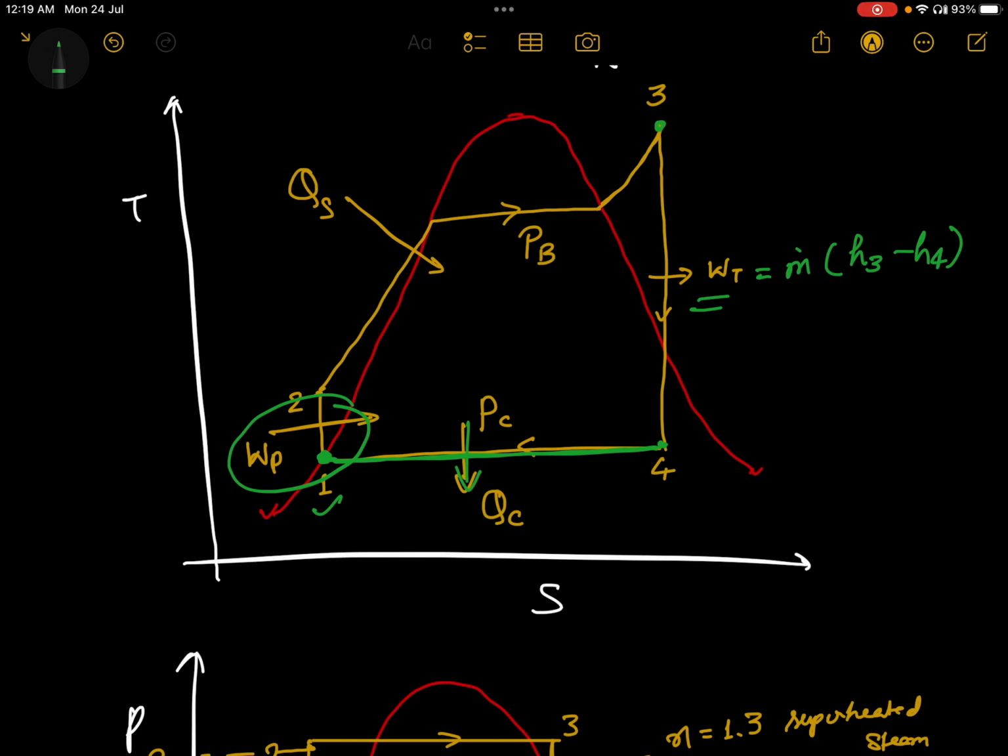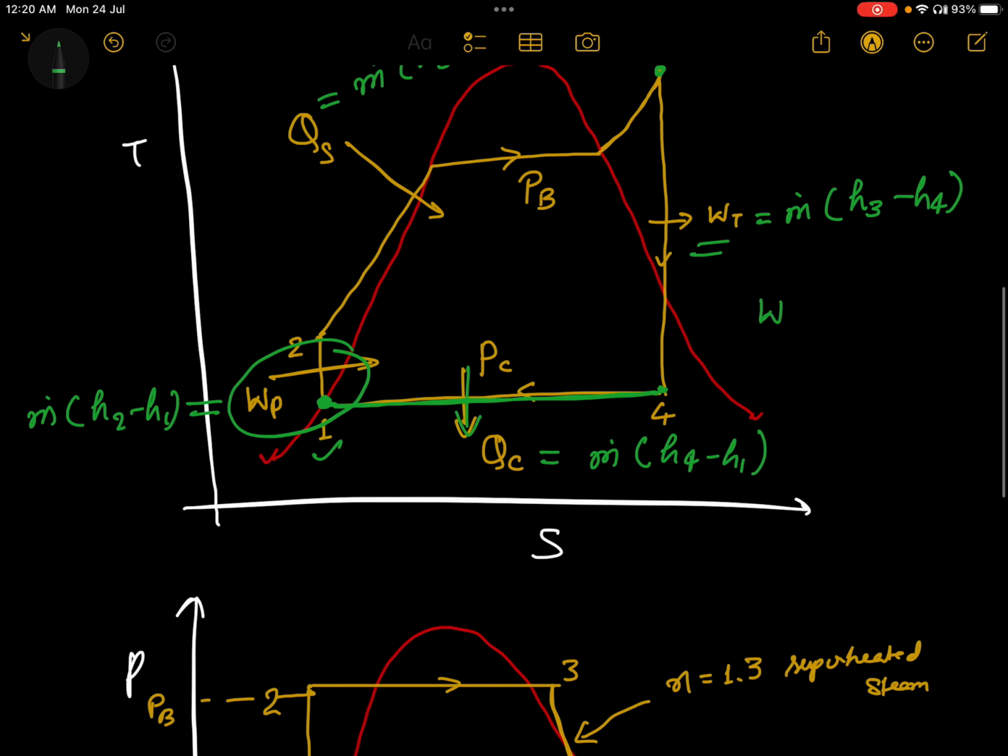If I talk about the pump, that will be m dot into H2 minus H1. The heat supplied will be m dot, that is mass of steam, into H3 minus H2, and QC is equal to m dot into H4 minus H1.